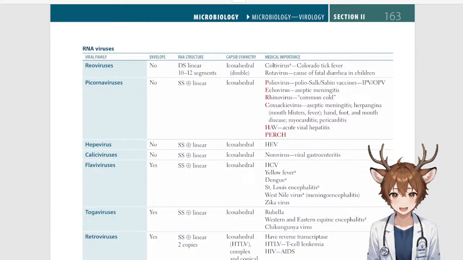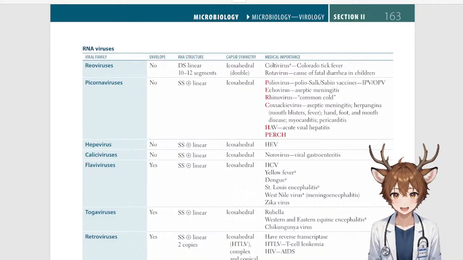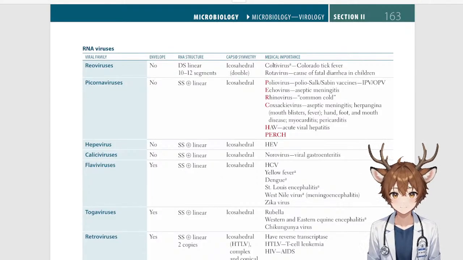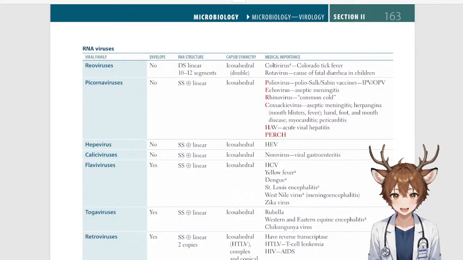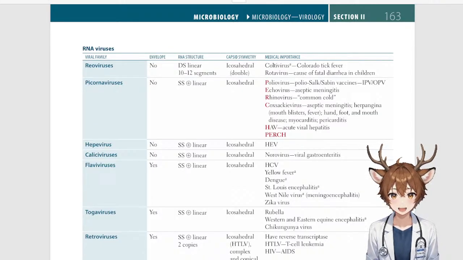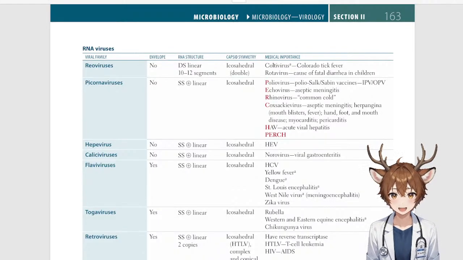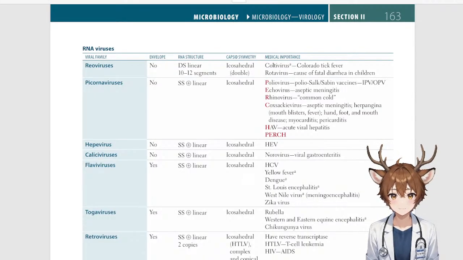What about HAV, acute viral hepatitis? Hepatovirus is not enveloped, it's naked. Single-stranded linear positive sense virus. What about caliciviruses, which include norovirus/Norwalk virus? Not enveloped, it's naked. Single-stranded linear positive sense. Causes viral gastroenteritis. What about flaviviruses? Flaviviruses are enveloped, single-stranded linear positive sense viruses. They cause HCV, yellow fever, dengue fever, West Nile virus, which causes meningoencephalitis and acute asymmetric flaccid paralysis, and they also cause Zika virus. Nasty stuff.